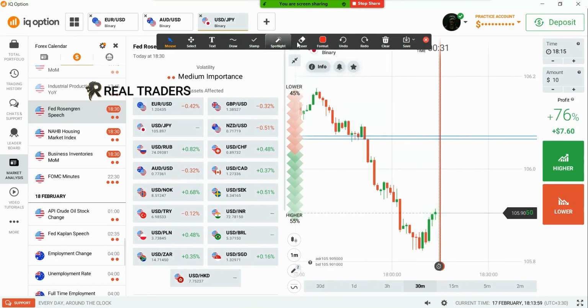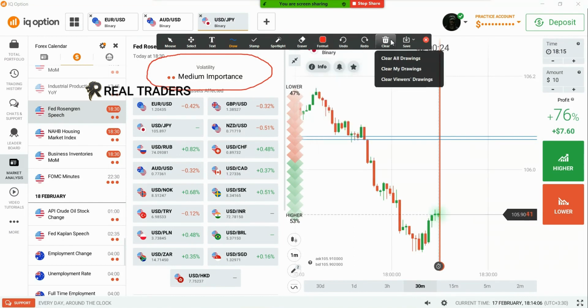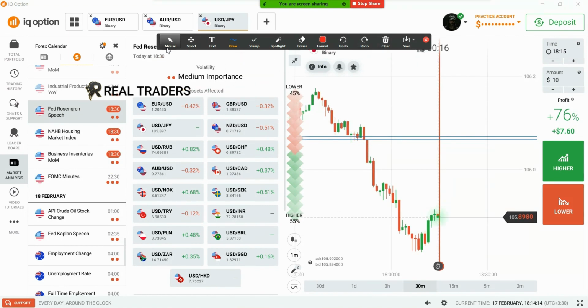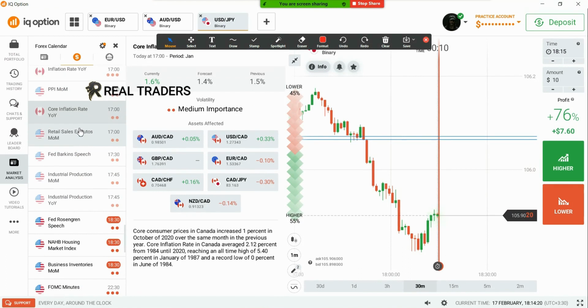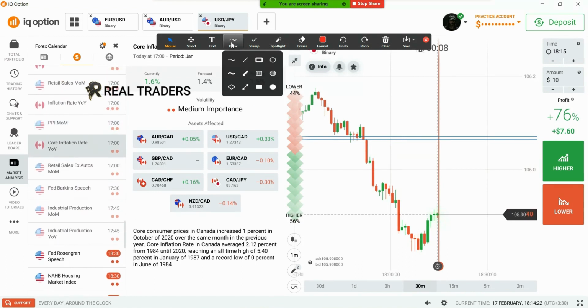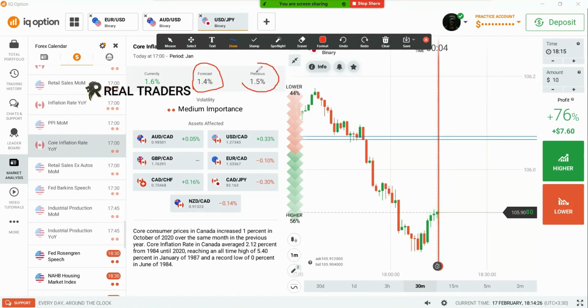So this one, you can see this one doesn't have the forecast and the previous. Let me show you what I mean. So we don't know about this one. We should leave this type of news and search for another news. Let me find. Okay, this also doesn't have. Okay, here you can see it has the forecast and it has the previous.